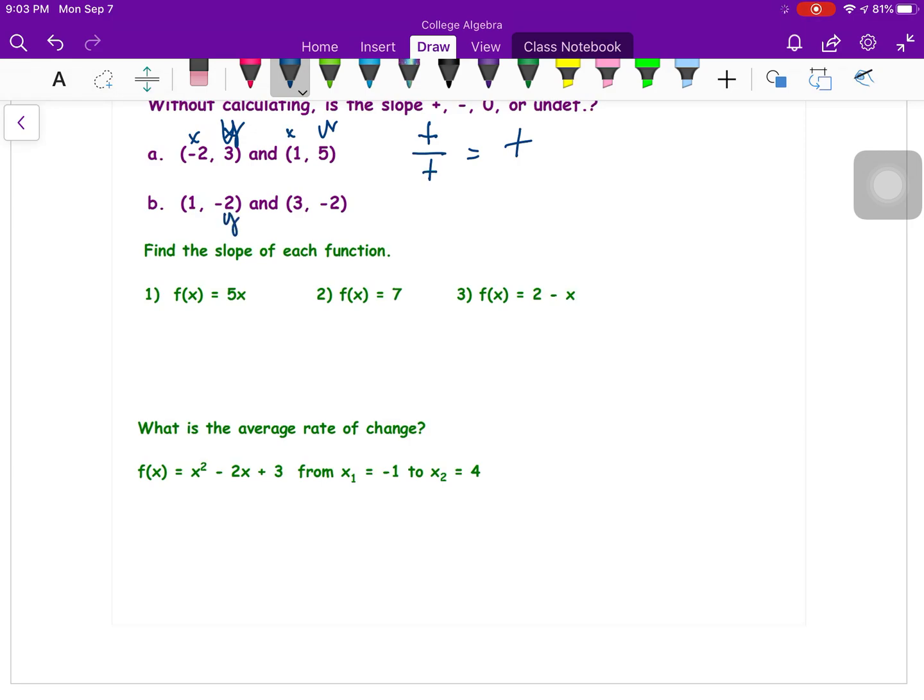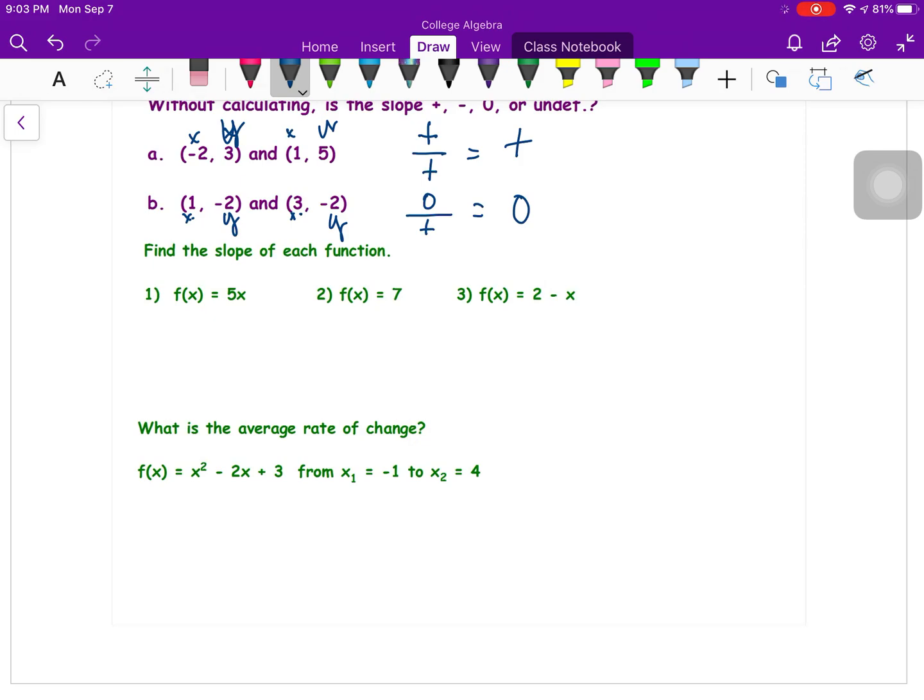And the next one, my y's from negative 2 to negative 2 is no change, 0 change. Then my x's from 1 to 3 is an increase. 0 divided by a positive number will be 0. Did no calculations, just looked at what happened to each number.